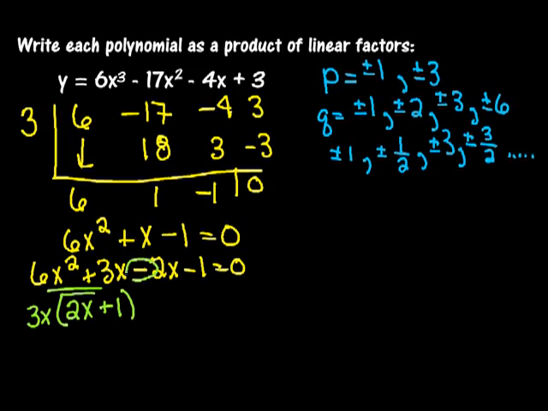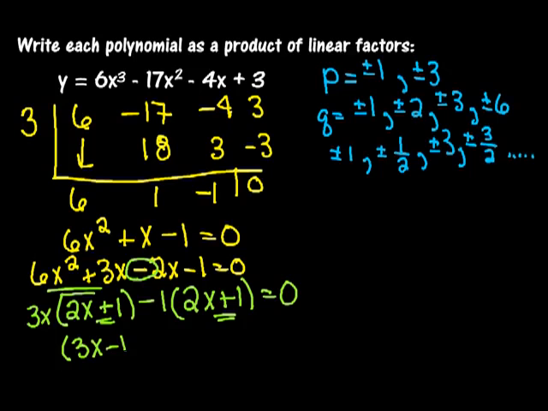Now this is a key: I'm going to take out a negative. Well, nothing's in common, so I'm going to take out a negative 1, which leaves me with 2x plus 1. Well, that's a good thing because remember, these guys have to match. So it's going to factor into 3x minus 1 times 2x plus 1 equals 0.